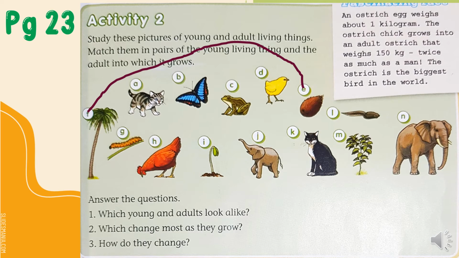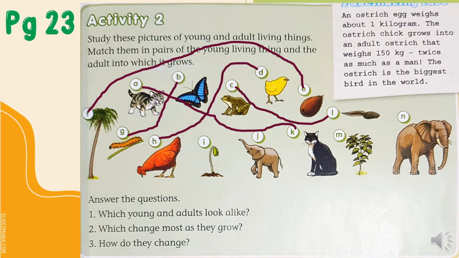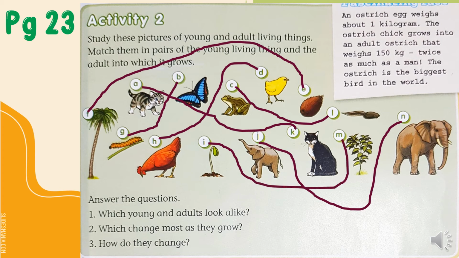You can draw from down also, or you can just write it down, F comma E. Now the A is a kitten. Yes, you have K, which is the cat. What about the butterfly and the caterpillar? Then you have the hen and the chick. You have the tadpole and the frog. You have the calf of an elephant, and the tiny plant and a big plant, right? So these are the pairs.